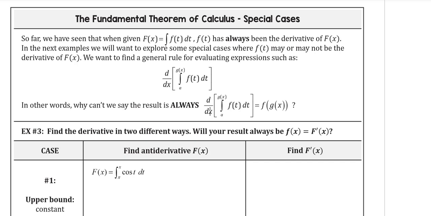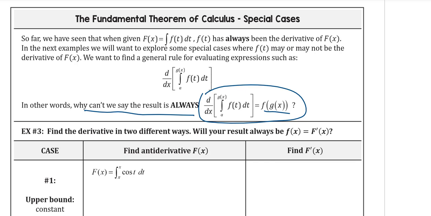integral of f of t dt, f of t has always been the derivative of F of x. So, what if we're not sure that f of t may or may not be the derivative? So we want to find a general rule for these expressions. So what this comes down to saying is, if you look at that second part there, why can't we say that this, taking the derivative of our antiderivative, is always equal to the composition of the function?